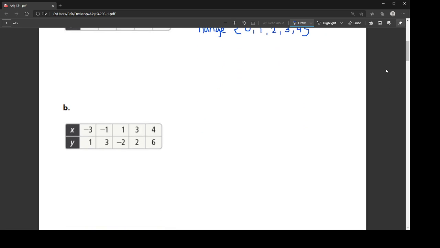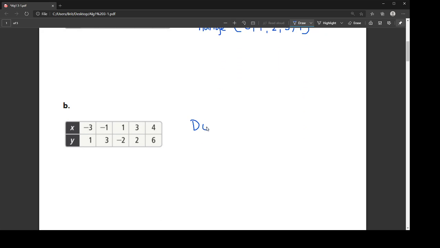Alright, here's another one. So my domain, alright, I have -3, -1, 1, 3, 4. Now the range, see how they have it kind of out of order down here? When I go to write the range out in my set notation, ooh, that was a bad curly bracket, I'm going to change it to be in numeric order. So I'm going to put the -2 first, and then I have 1, 2, 3, 6.